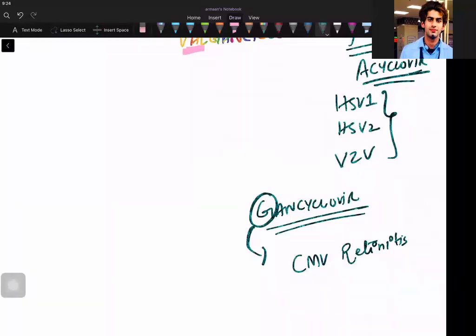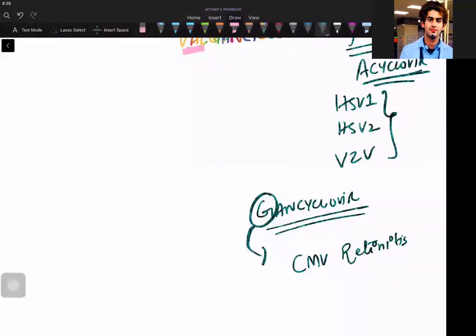Can you tell me the features of CMV retinitis? Can anyone of you from the third year? We have people from third year. Okay, guys. So with CMV retinitis, we usually get a progressive hemorrhagic type of necrotizing retinitis.